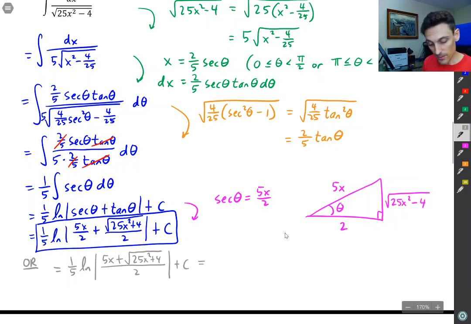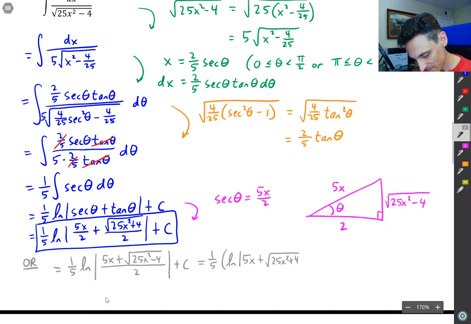And now what we could do is use a natural log property. We have the log of a quotient is going to be equal to the log of the top minus the log of the bottom. Right? We have 1/5 times the quantity ln absolute value of the top, which is 5x, plus the square root of 25x squared minus 4. Oops, that's a minus 4, I'm sorry. And then close the absolute value bars, and then we have minus ln of the absolute value of 2, plus c.